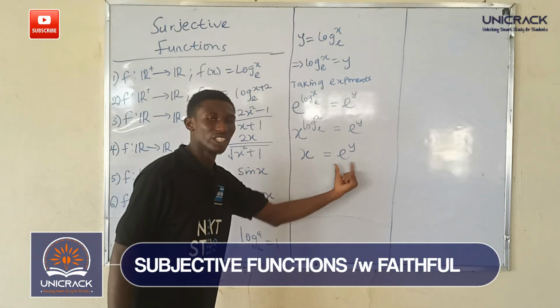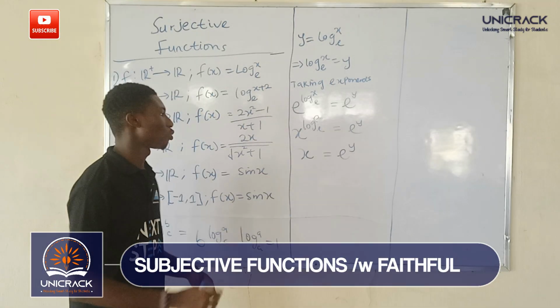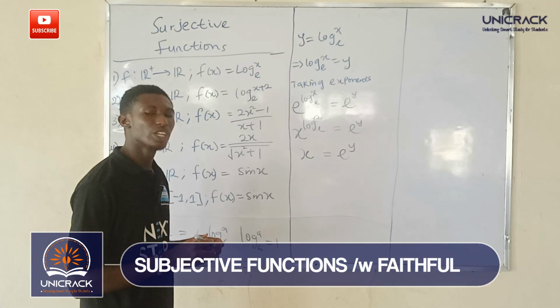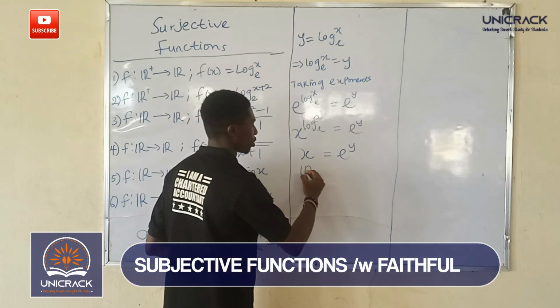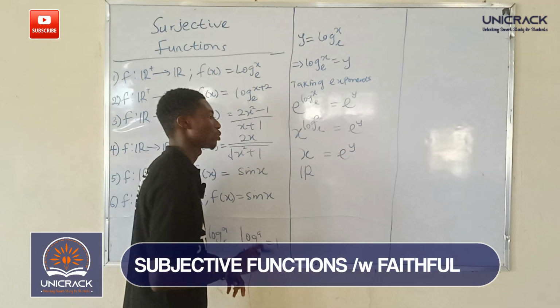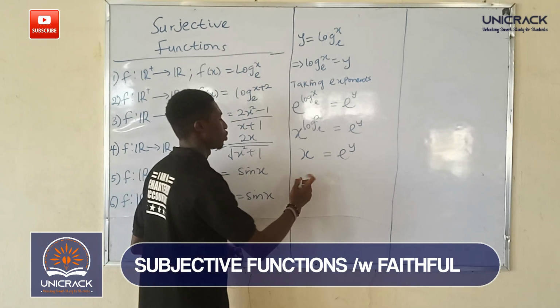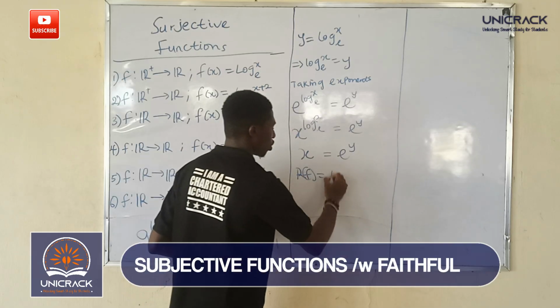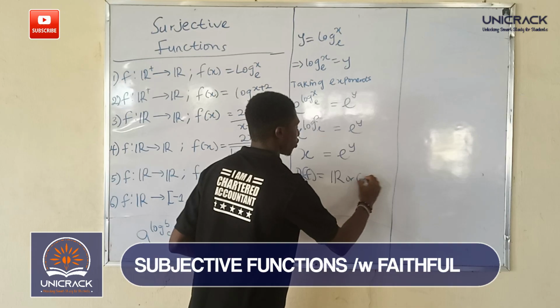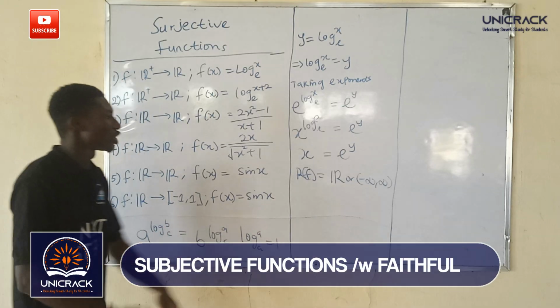Now we have to find the range of this function. If you have watched our videos on range, the range of an exponential function is what? All real numbers. The domain and the range of exponential functions are always all real numbers. So we can say the range of f, R of f, is all real numbers, or from negative infinity to positive infinity. This is the range of the function.